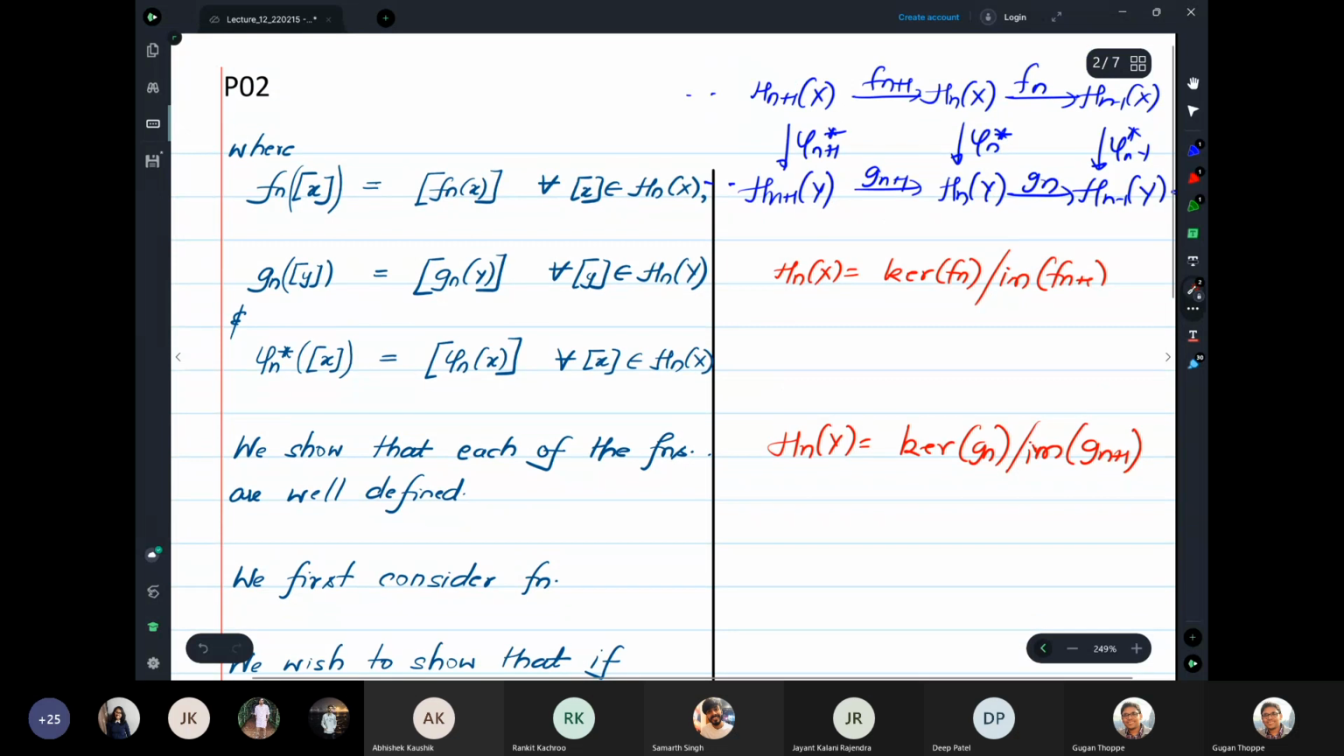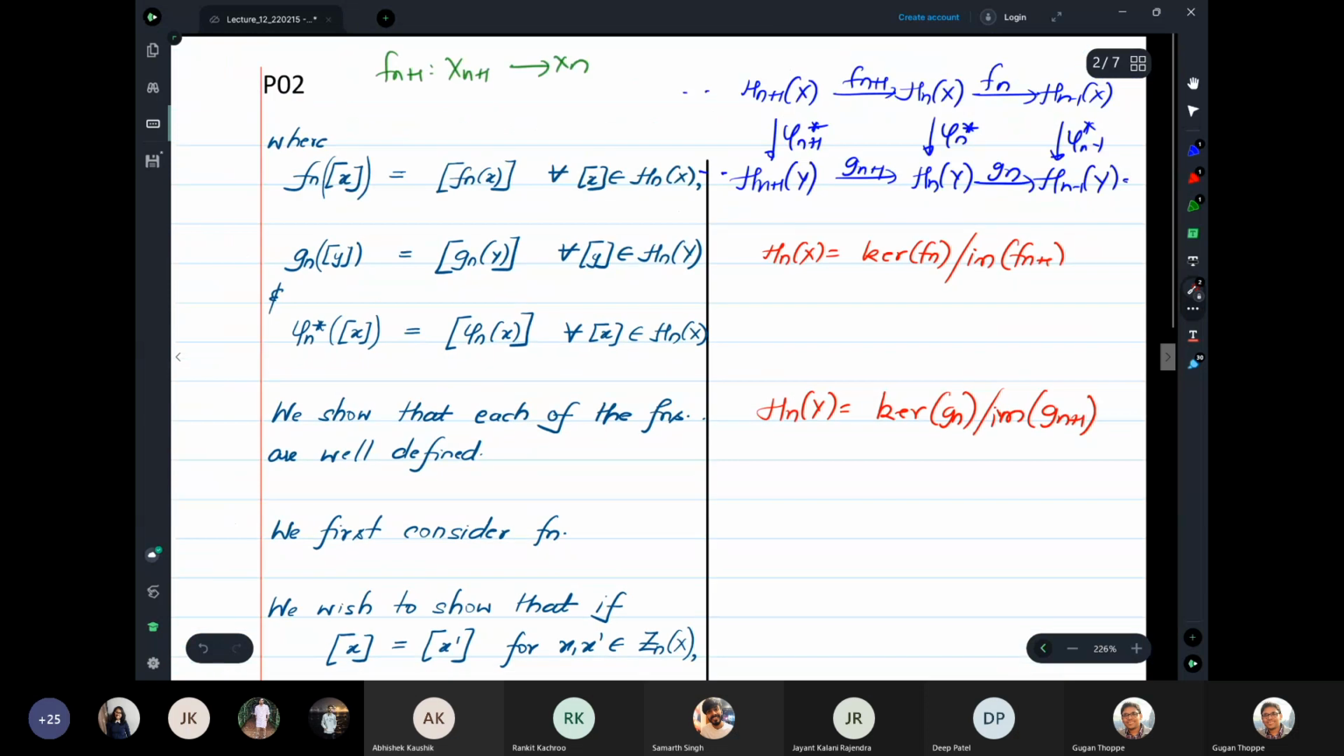So first of all, notice that these functions were already there between your xn. So recall fn was a function which earlier went from xn plus 1 to xn. So what we are saying is that the same function can also be viewed as a function that goes from hn plus 1 of x to hn of x. So let's see how it goes, right?